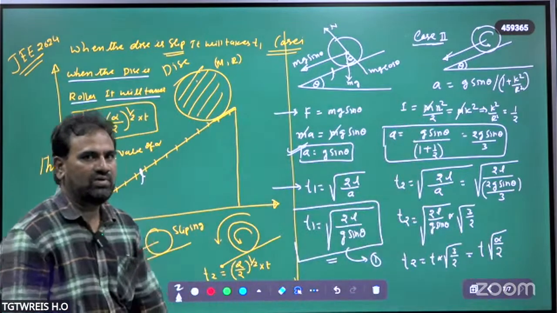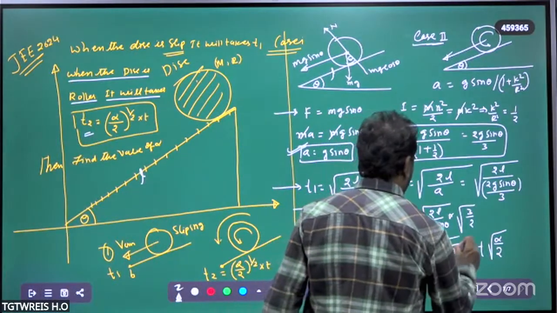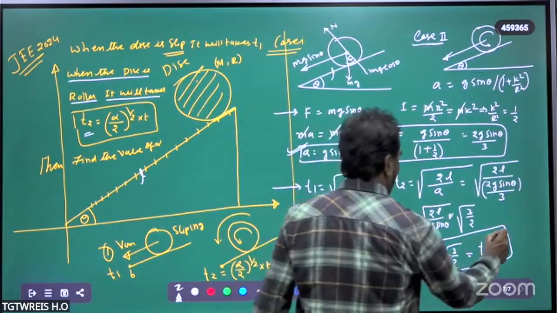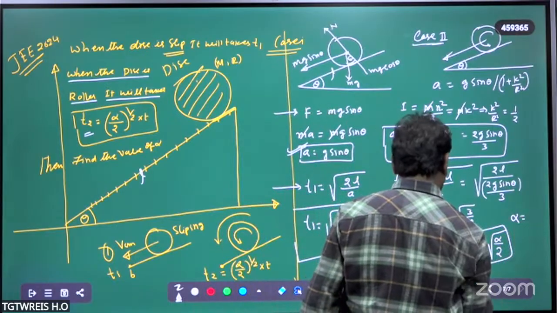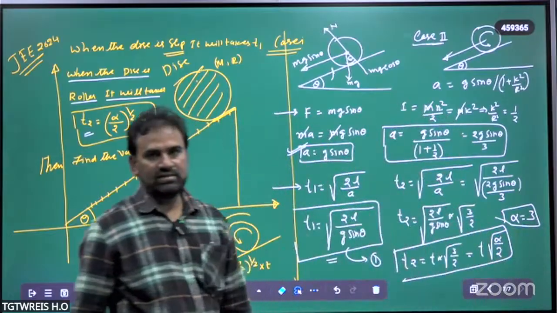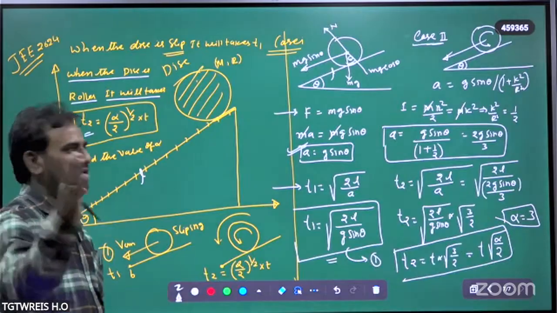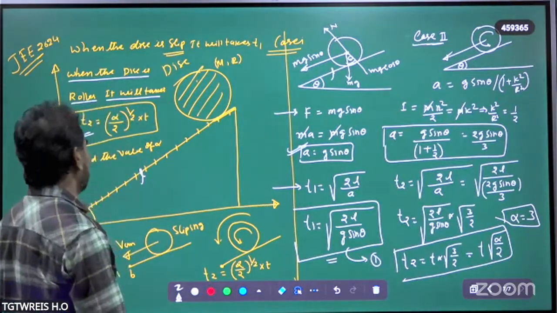So what is the value of alpha here from these two equations? From these two equations, it is very clear that the value of alpha is equal to 3. The value of alpha is 3. Is it clear? Is it clear or not? The value of alpha is nothing but 3.